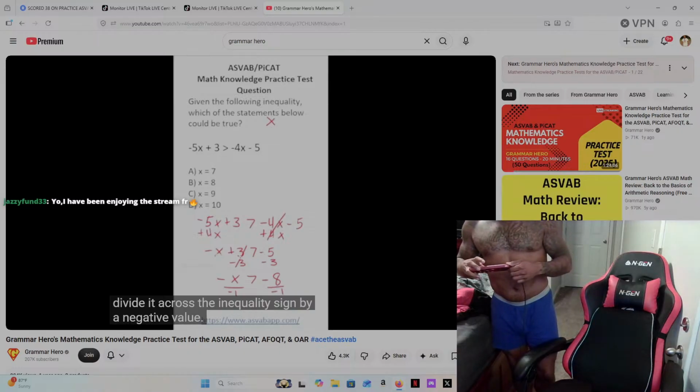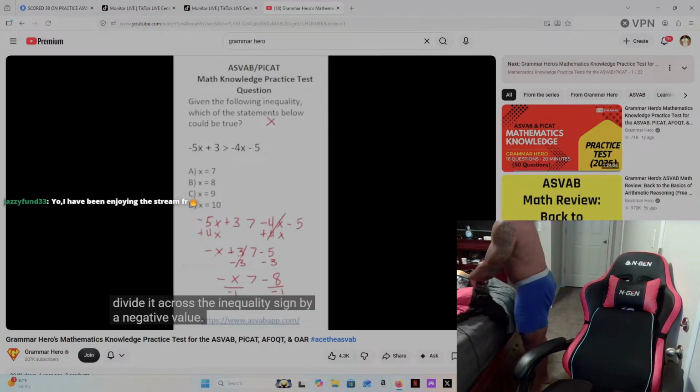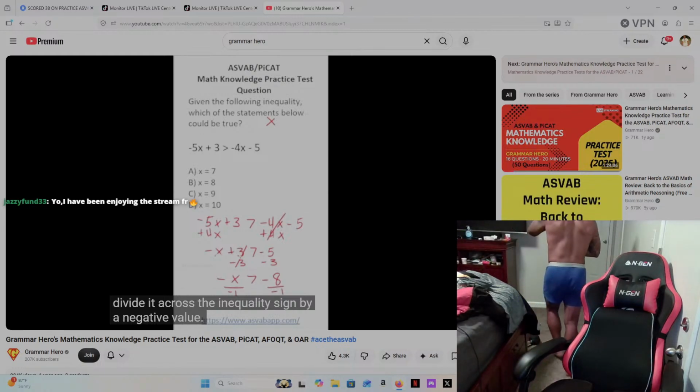In order to get x by itself, I'm going to divide both sides of this inequality by a negative 1. I just divided across the inequality sign by a negative value. So that's going to prompt me to change the direction of the inequality sign, which you can see I just did. Negative divided by a negative is a positive. So negative x divided by negative 1 is just going to be x. Negative divided by a negative is going to be a positive. So negative 8 divided by negative 1 is going to be 8.